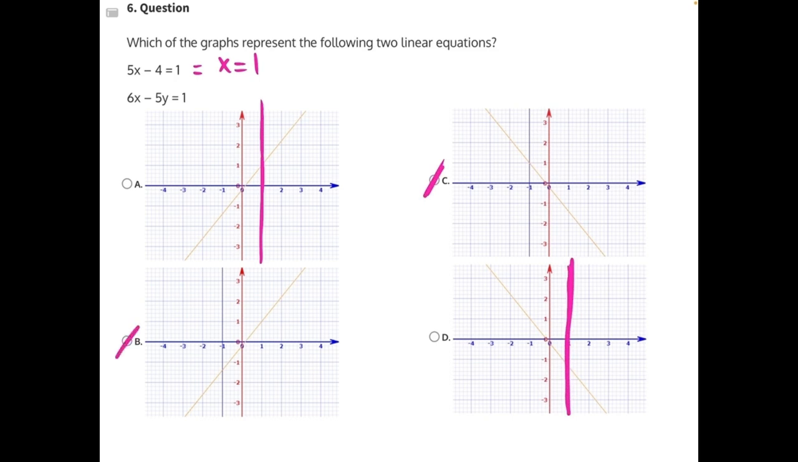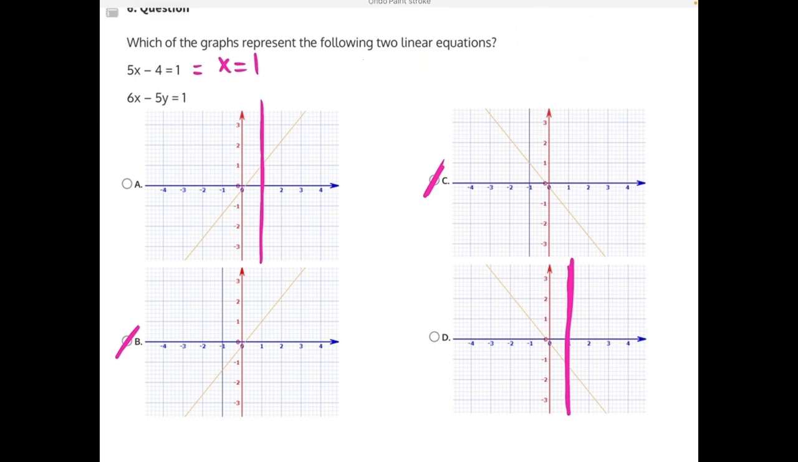Now we can look at our second linear equation, and for this one, because it has a y and an x, we can rearrange it to look like slope-intercept form, y equals mx plus b, where m would equal our slope and b would equal our y-intercept, and this y-intercept will really help us narrow down our answer between A and D.